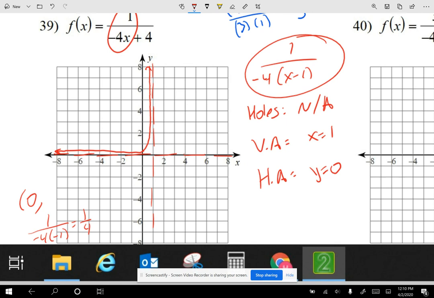Now, to the right of my asymptote, I'm going to choose a value of x to the right of my asymptote. So I'm going to choose a value of 2. To find my y value, from my function, I have 1 over -4 times 1. So I have -1/4. So that tells me my graph is there.